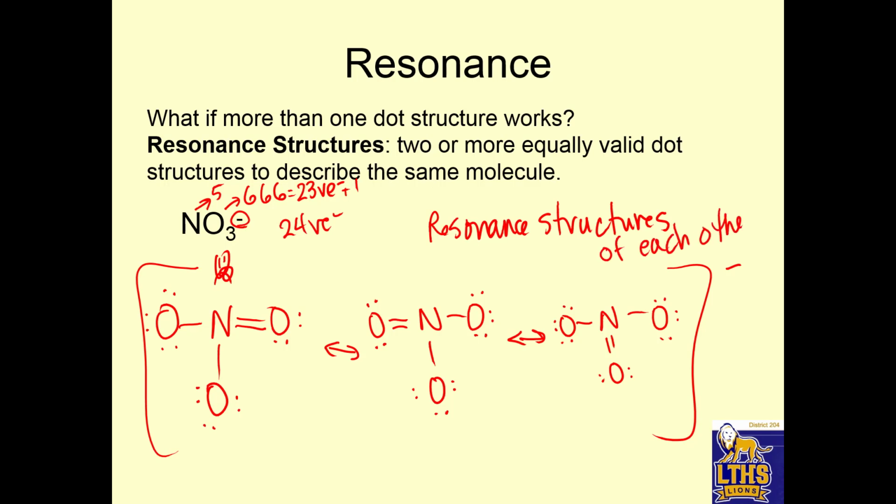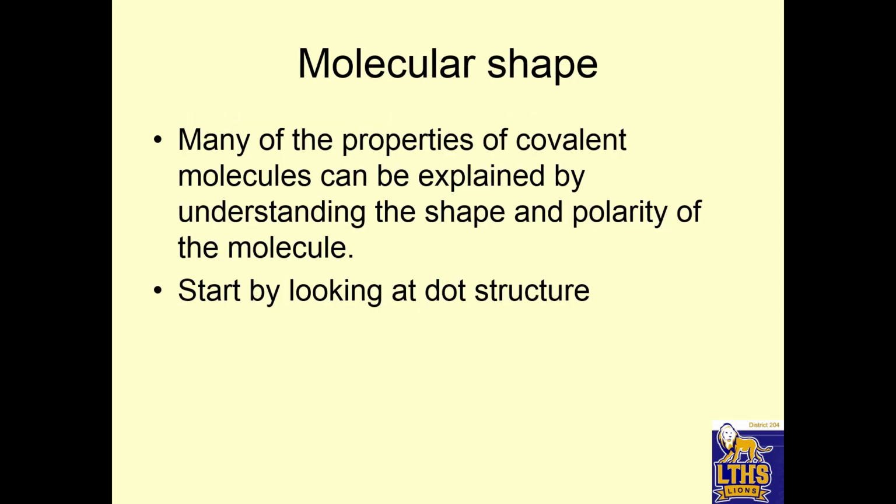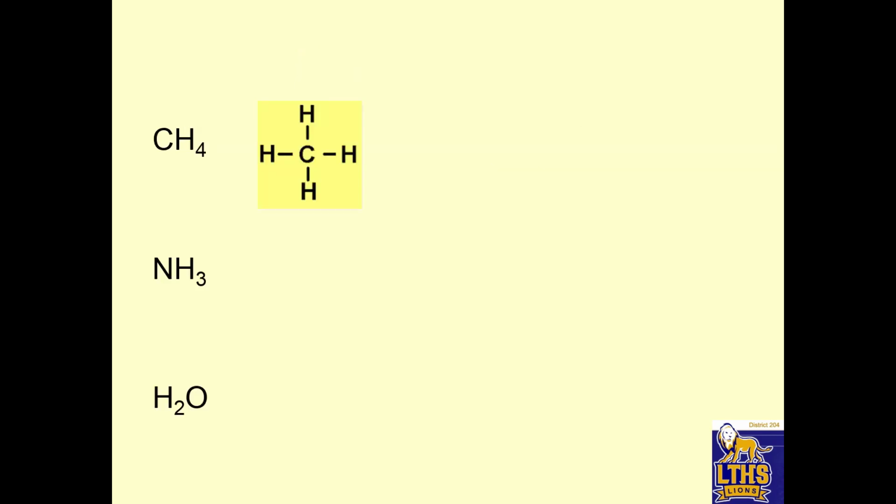Not every molecule has resonance structures. These ions happen to have resonance structures. Okay, now that we can do dot structures, we're going to start looking at what a molecule's shape is going to be, and that's going to depend on how the bonds go around it. So we start with dot structures. Boom, look at that.